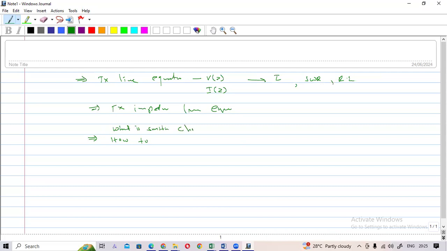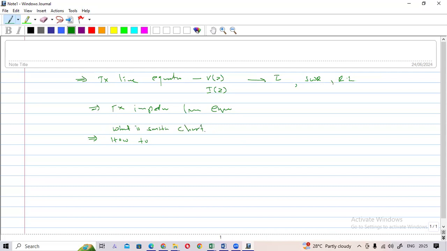Transmission line equation we have learned, that is voltage and current equation we have learned. Okay. Then we have learned the reflection coefficients. Okay. Then SWR, return loss, those terms we have learned. Then transmission line input impedance equation, okay, that is also we have learned. Okay. So we have learned what is a Smith chart.